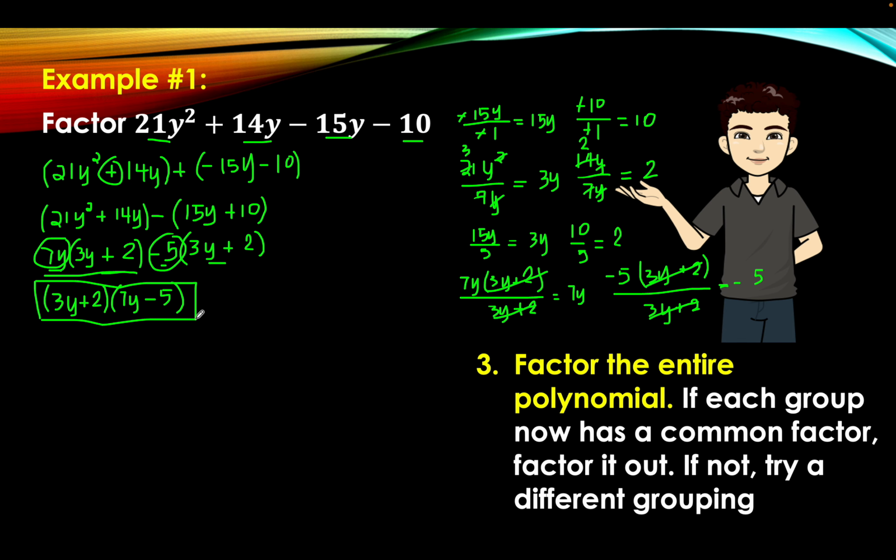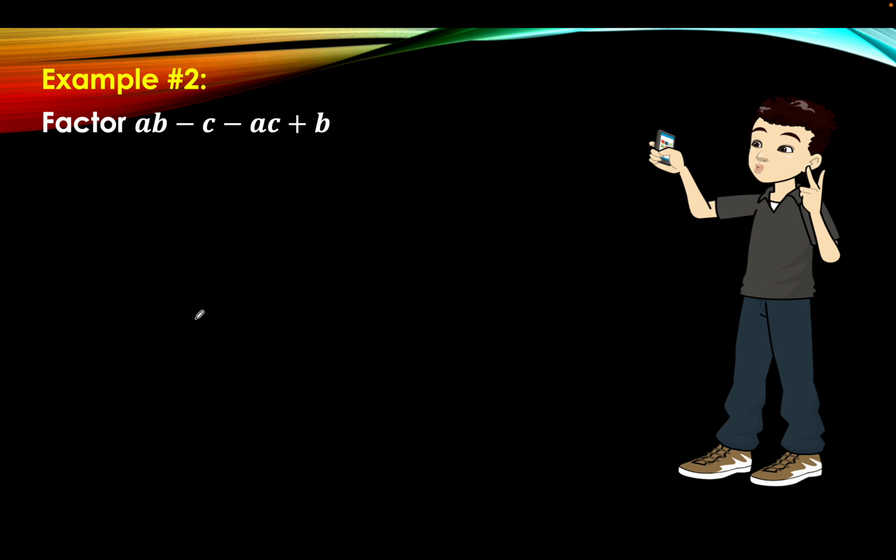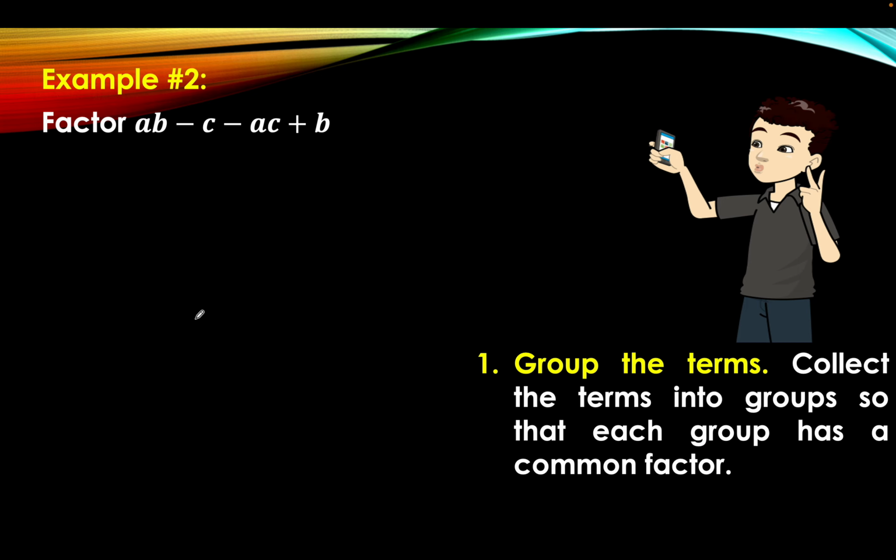Let's have another example. Given the polynomial ab minus c minus ac plus b. Again, the first step is we're going to collect the terms into groups so that each group has a common factor. In this polynomial, we can see that ab and b have a common factor, the same also with negative c and negative ac. This means that we can group ab and b as one group and negative c and negative ac as another group. Thus, we have the quantity ab plus b plus the quantity negative c minus ac.